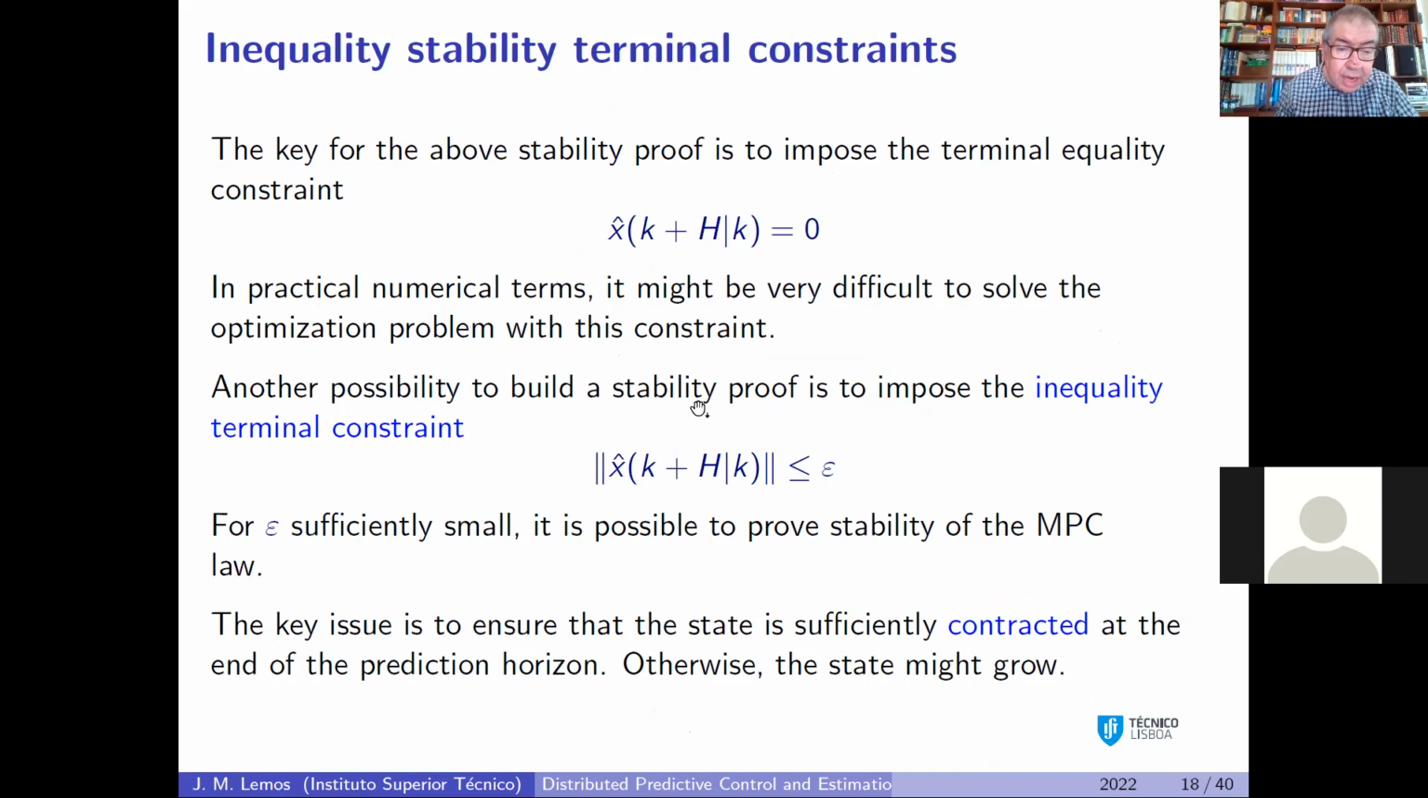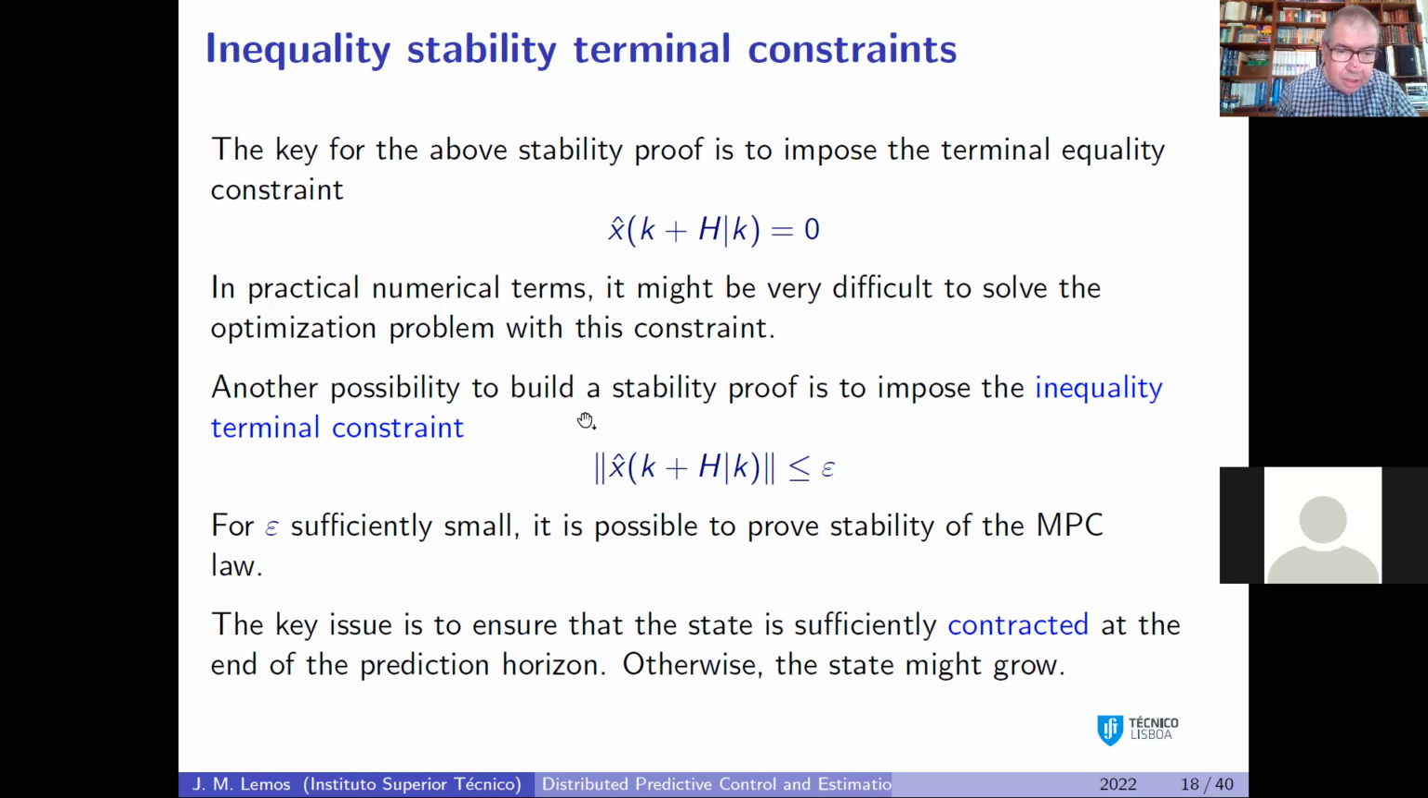But even in the linear quadratic case, so linear dynamics and quadratic cost, if you start imposing constraints, then it's not possible to have a closed form solution. And this means that you have to resort to numerical methods. And an equality constraint like this, forcing the terminal state to be zero, is very, very hard to solve with a minimization solver.